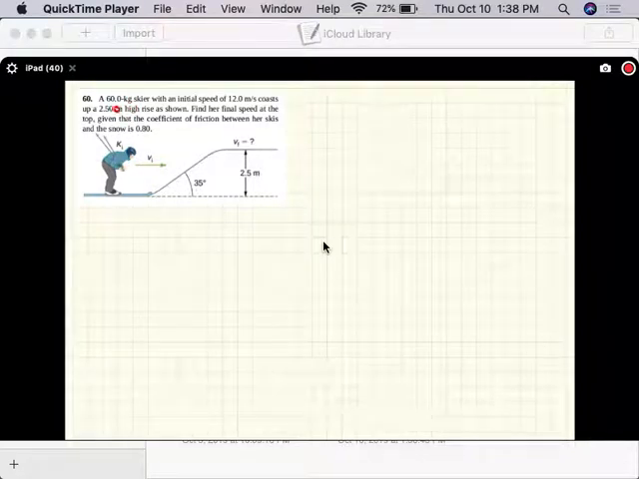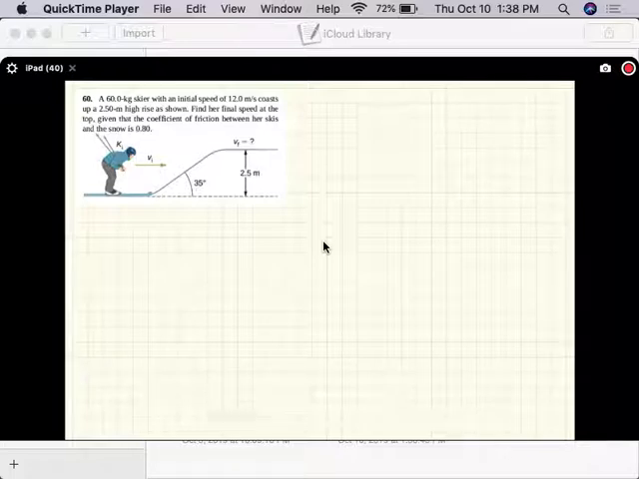Okay, this problem says a 60 kg skier with an initial speed of 20 meters per second goes up a 2.5 meter high rise as shown. I wouldn't call that a high rise. Anyway, find her final speed at the top, given that the coefficient of friction between her skis and the snow is 0.8.